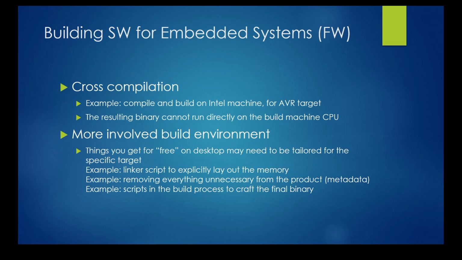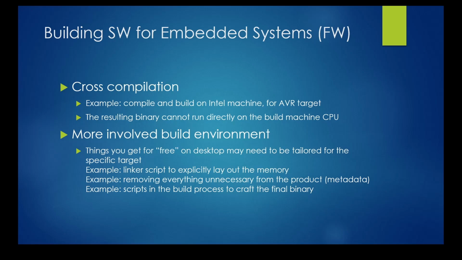One other difference is that many times we will have to be more involved in the build process and explicitly do things that we get for free on big systems. Three examples are the memory layout, which we may have to craft manually, the removal of unnecessary metadata, unlike in big systems, and finally the crafting of a burnable image.